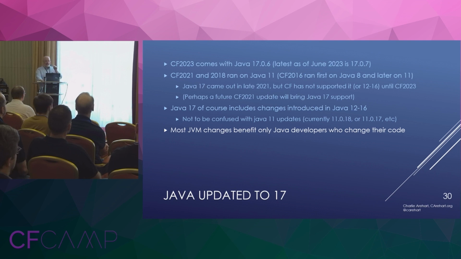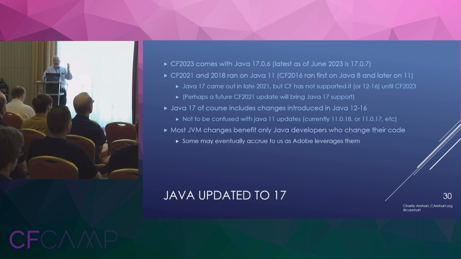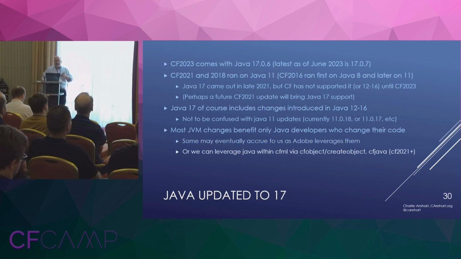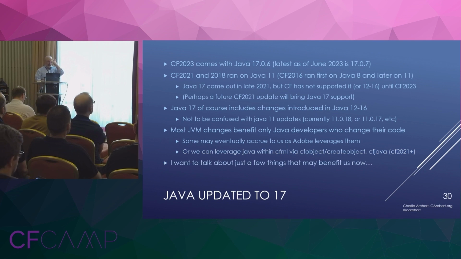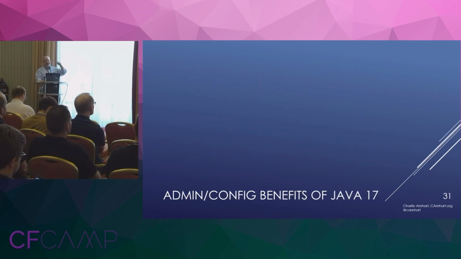But anyway, most JVM changes in Java 17 and the others between that and 11 really only benefit Java developers who are going to be writing code. And maybe those will be leveraged by Adobe in some ways that'll benefit us. And you can leverage Java yourself today in ColdFusion with createObject and cfobject. And if you didn't know, CF 2021 added cfjava, so you can put Java code in CFML, so you could call it a Java island. You could do that in CF 2021. Anyway, you could leverage this stuff if you want to, but I just want to talk about a couple things that'll benefit us even if we don't do Java.